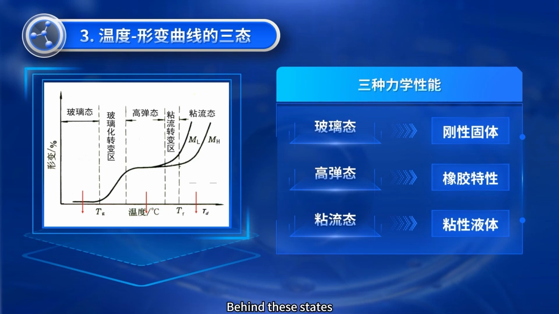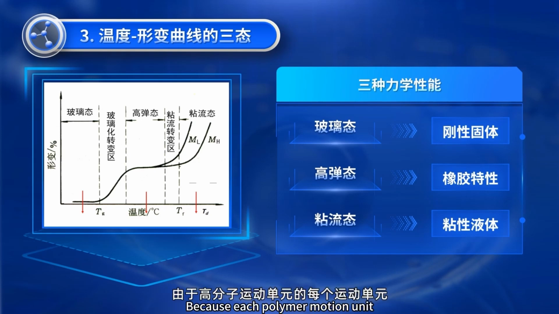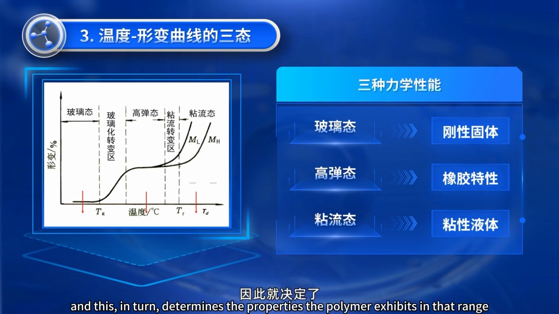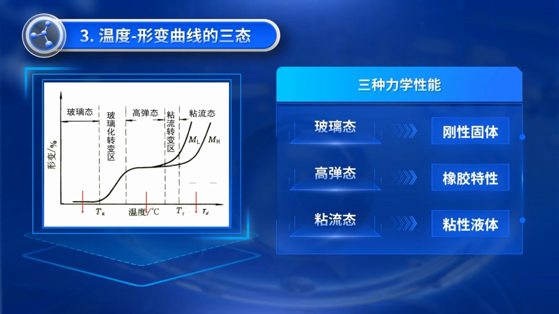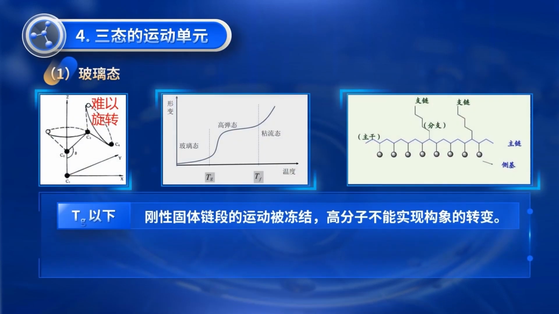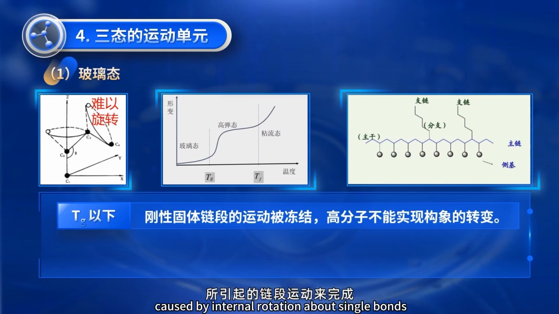Behind these states, which motion units are actually responsible? Because each polymer motion unit has a different temperature range over which it can move. And this, in turn, determines the properties the polymer exhibits in that range. First, below Tg, chain segments cannot move. Their motion is essentially frozen. Only conformational changes are achieved by chain segment movements caused by internal rotation about single bonds.